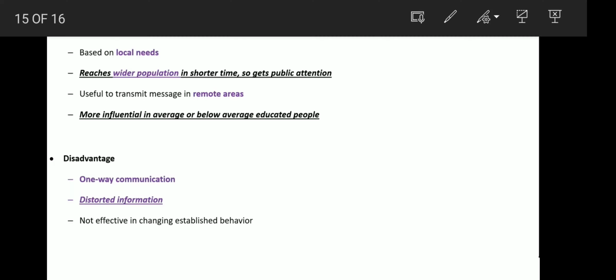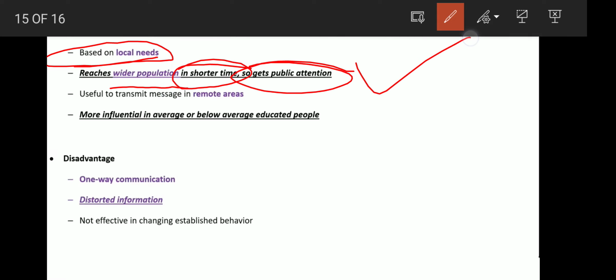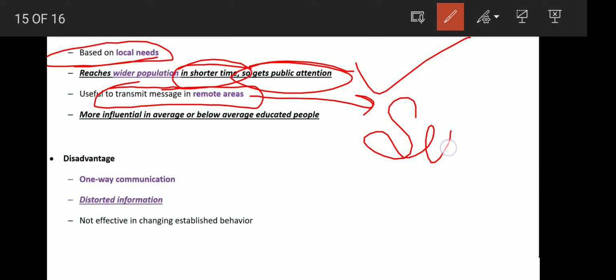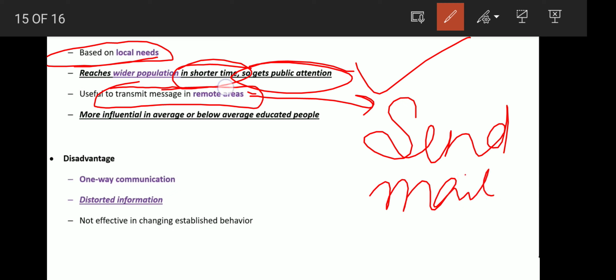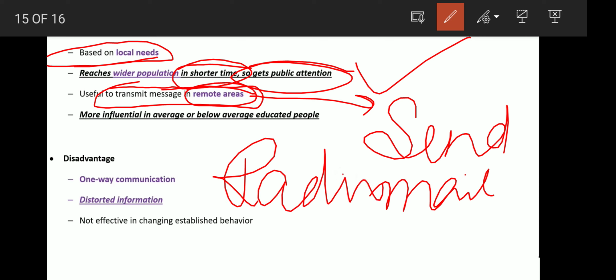The advantages and disadvantages: the advantage is that it is based on the local needs of the people. It reaches a wider population in short time, so it gets a lot of public attention. It is useful to transmit the message in remote areas. We know direct mailing and newspapers are reaching the remote areas, and through the radio the information is reaching rural and remote areas.